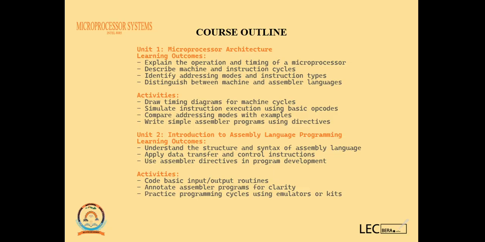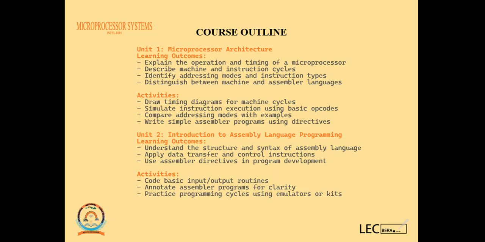For example, the first topic, which is Unit 1, is microprocessor architecture. So we'll be learning about it. We'll be going through an explanation of different operations of a microprocessor, including what is timing. We'll describe what is a machine cycle or instruction cycle. We'll identify addressing modes and instruction types, and then we are going to distinguish between machine and assembly languages.